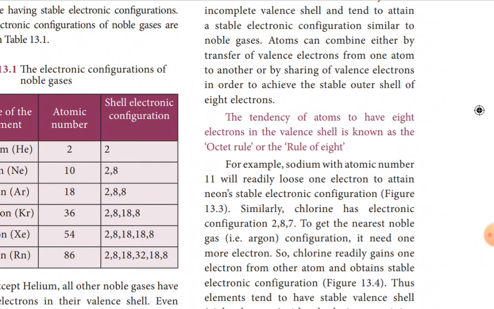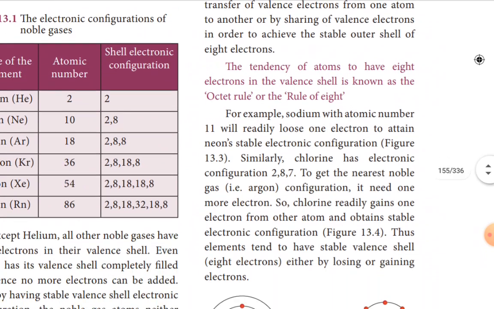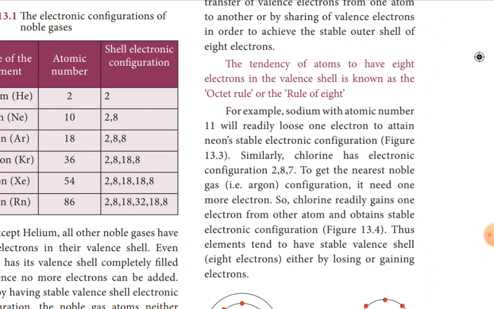Here sodium is 2, 8, 1, so the outermost shell has only one electron. By losing that one electron, sodium can satisfy the octet rule. At the same time, chlorine's outermost shell has 7 electrons. By gaining 1 electron, chlorine can satisfy the rule of 8 by having 8 electrons. So already we learned what the octet rule is: the tendency of atoms to have 8 electrons.